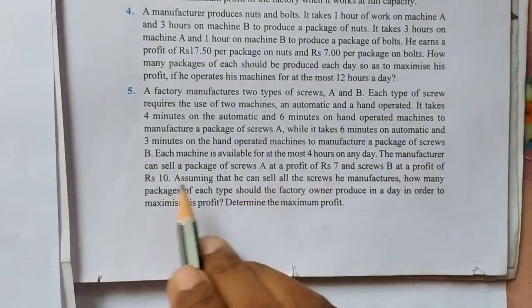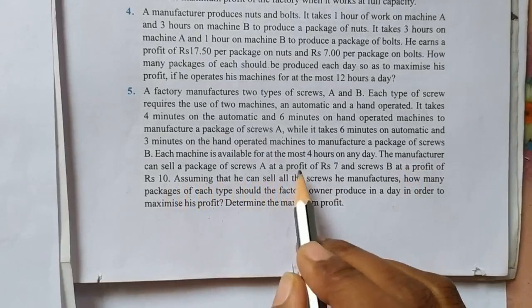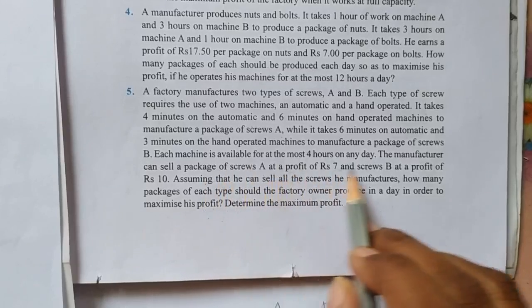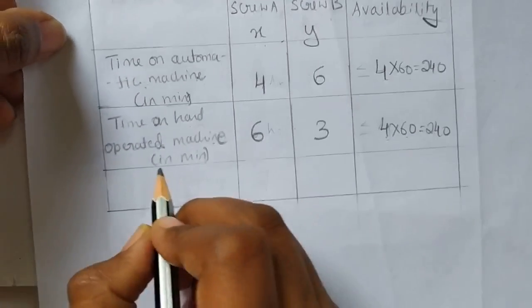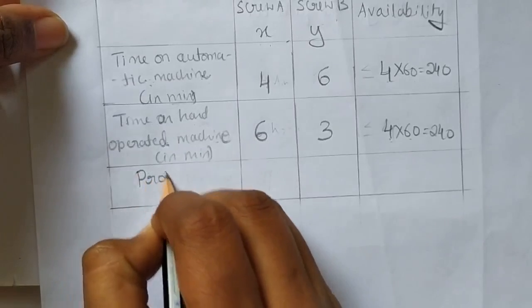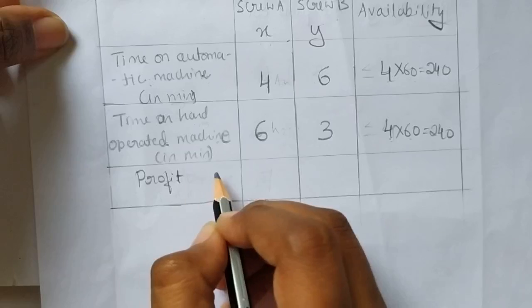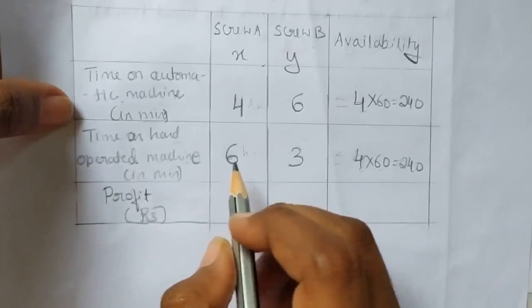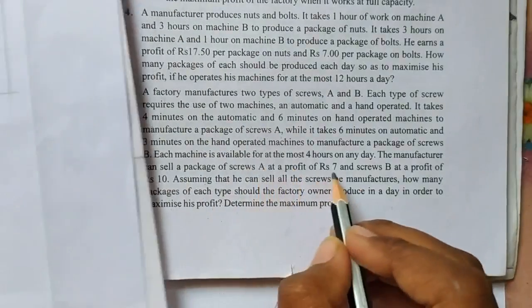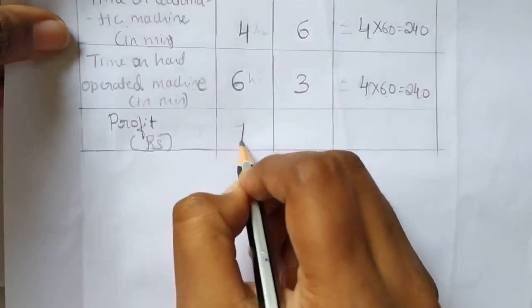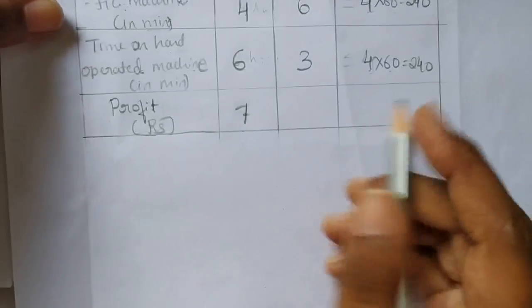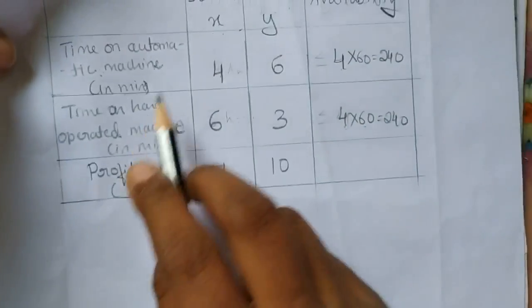Further, the manufacturer can sell a package of screws A at a profit of rupees 7. We have a profit on selling one package of screw A and screw B. So, I will write another row for profit. We can write this as a profit per package, and profit is measured in rupees. For selling one package of screw A, profit is rupees 7. For selling one package of screw B, profit is rupees 10. We have filled this table.